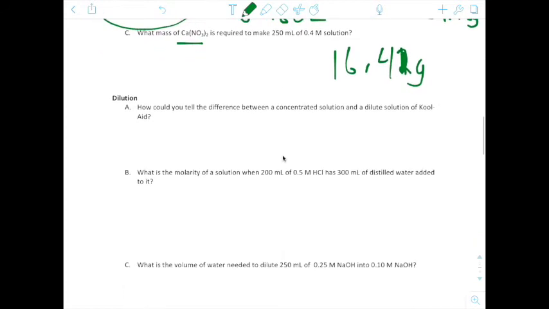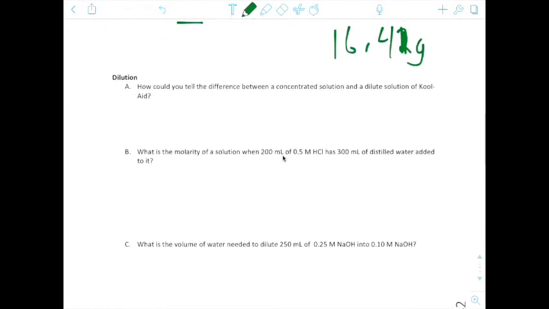Now looking at a dilution, it says, how can you tell the difference between a concentrated solution and a dilute solution of Kool-Aid? Well, a concentrated solution is going to have a much darker color, a deeper color, and then a dilute solution of Kool-Aid is just going to be lighter.